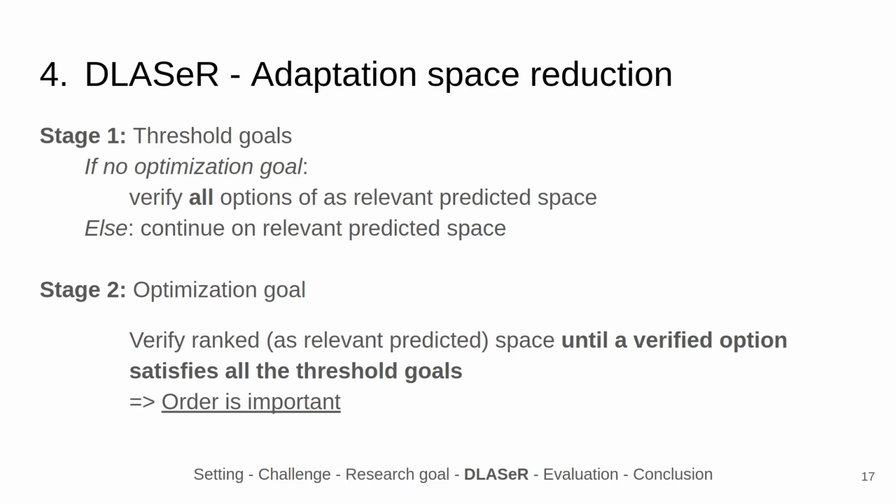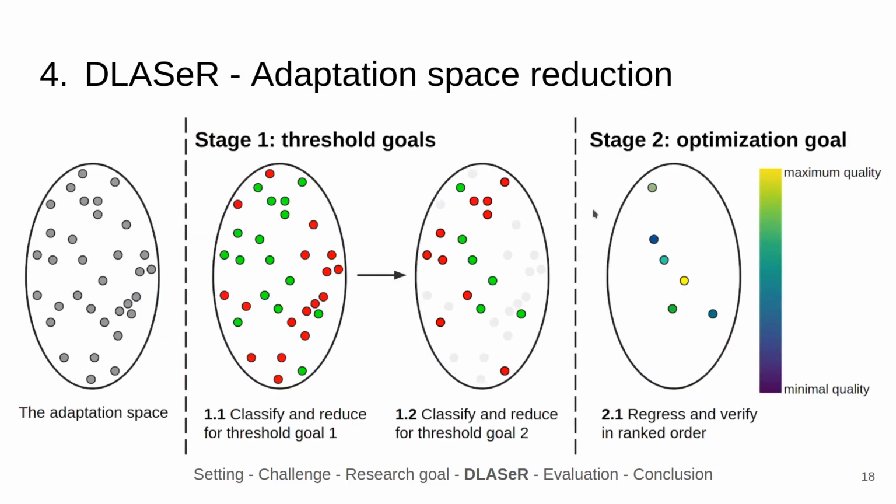There, we will verify the ranked subset of the adaptation space, and we will do this until a verified option is found that satisfies all the threshold goals. So in this stage, the order determined by the regressed values, from which we infer a ranking, is really important, since this will speed up or enhance the verification process.